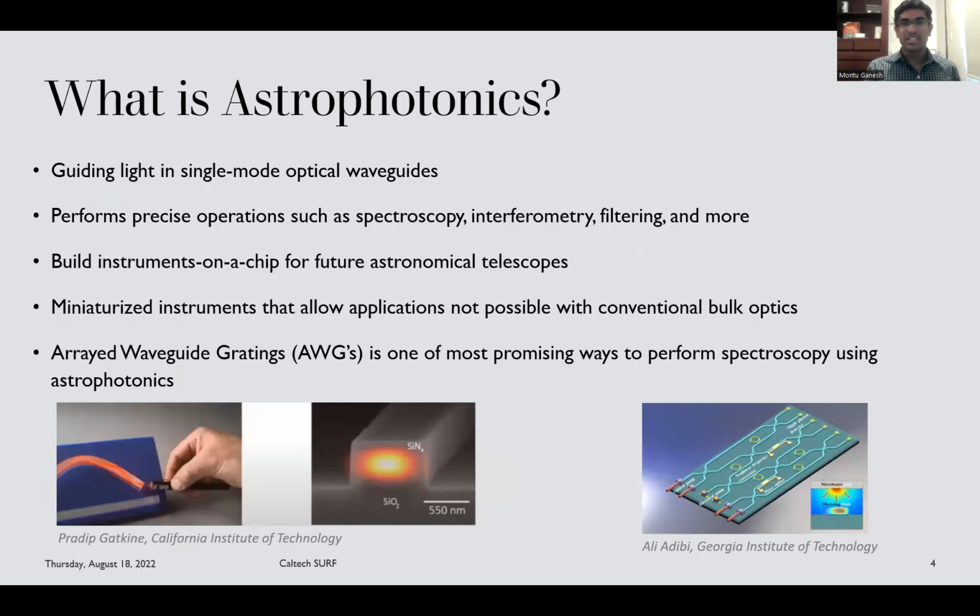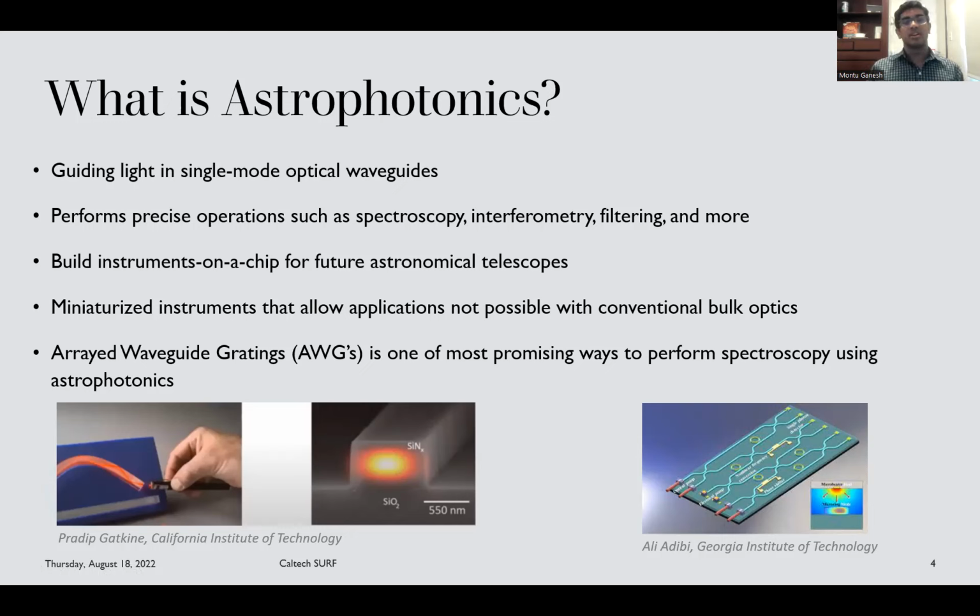So first off, what is astrophotonics? Astrophotonics deals with guiding light in single mode optical waveguides. In order to understand what a single mode optical waveguide is, take a look at the diagram on the left. This deals with light propagating through a light pipe. On the right you will see the single mode optical waveguide. Essentially, light is propagating through this waveguide with different mediums such as silicon nitride and silicon dioxide. Doing such will help perform precise operations such as spectroscopy, interferometry, filtering, and more.